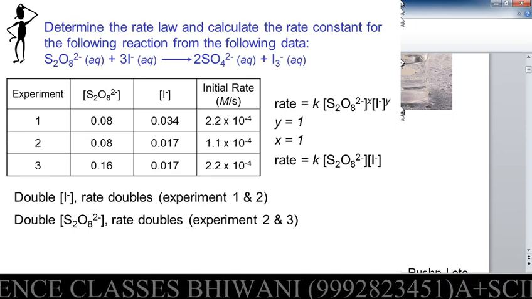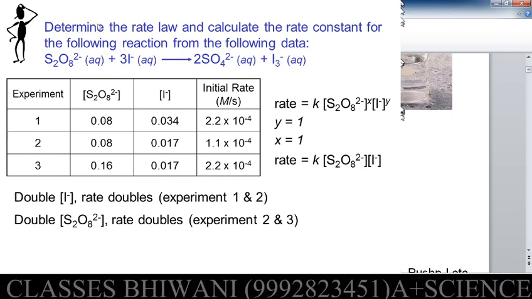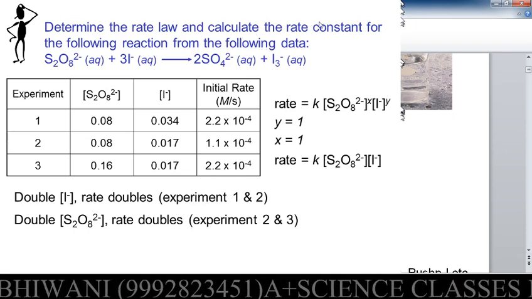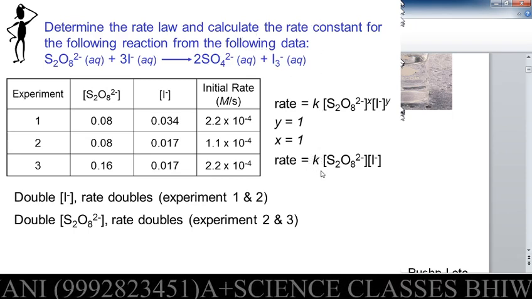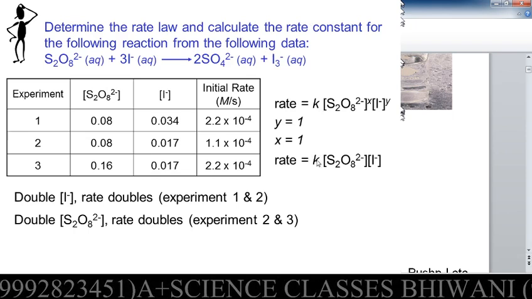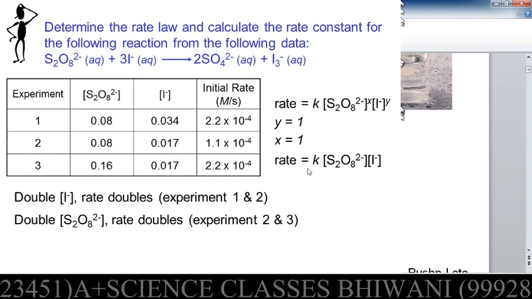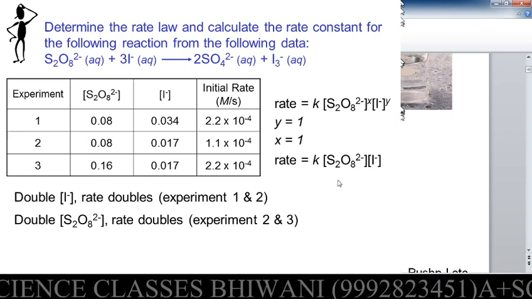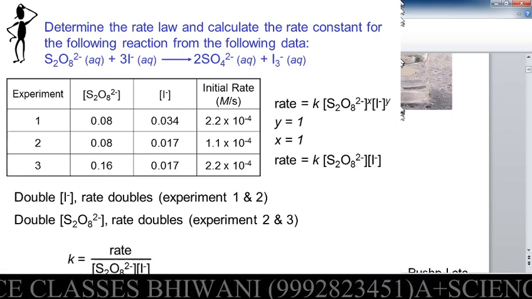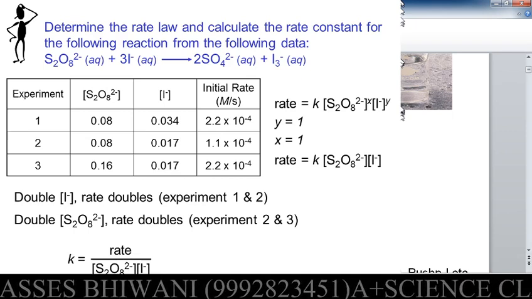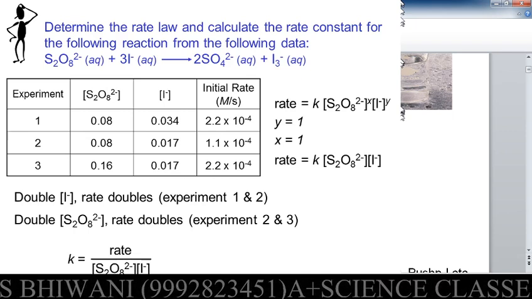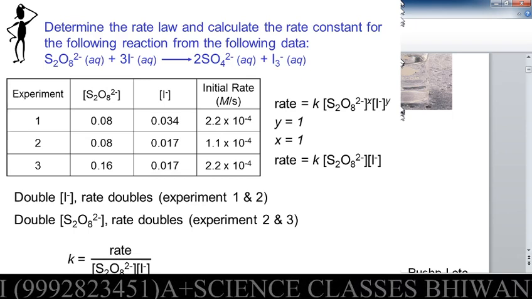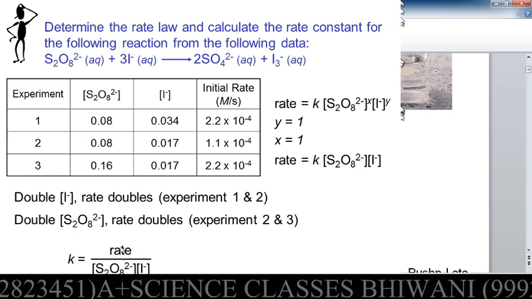Now, according to our calculations and questions, we determined the rate law. Now we calculate the rate constant, finding this k value. Rearranging this, k is equal to rate upon the molar concentrations of the reactants. So our k is equal to rate upon the molar concentration of S2O8 and iodide. You can find this out for any experiment. This one is the formula.